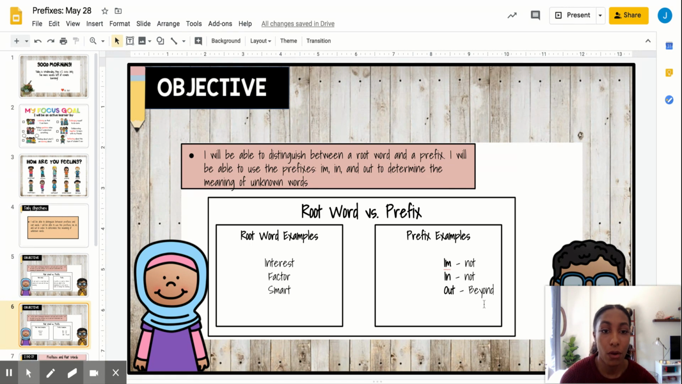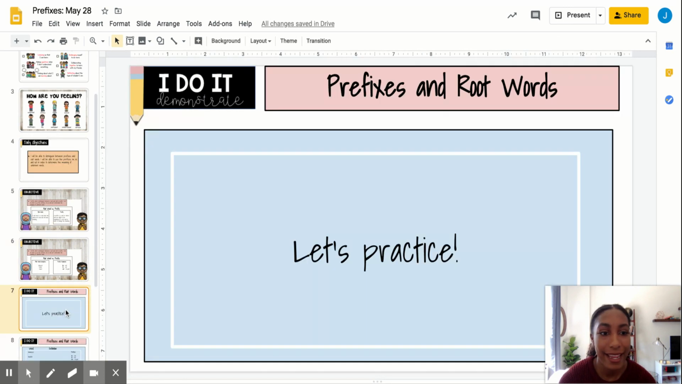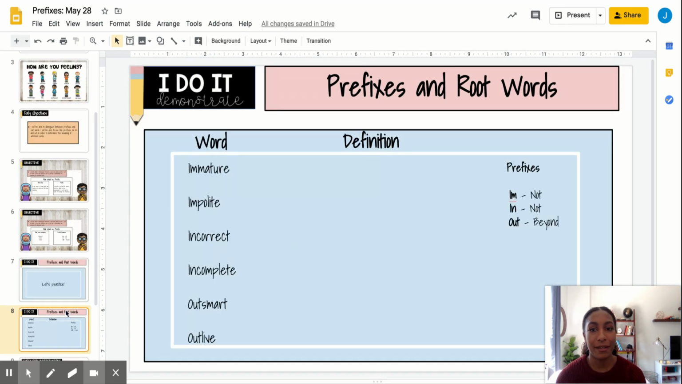So we know that in means not, and out means beyond. Just like yesterday, with our other prefixes, they all meant not, and in also means not. The only one that's a little bit different today is out. Let's go ahead and practice a little bit.